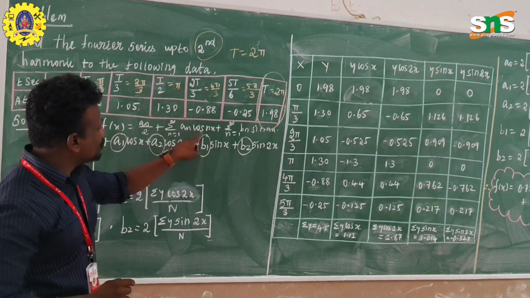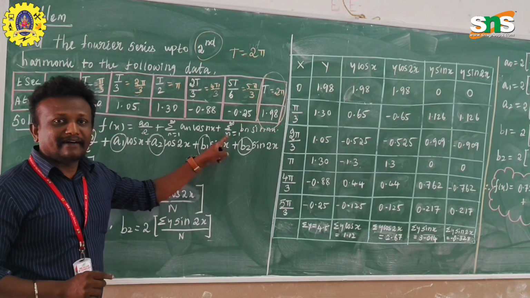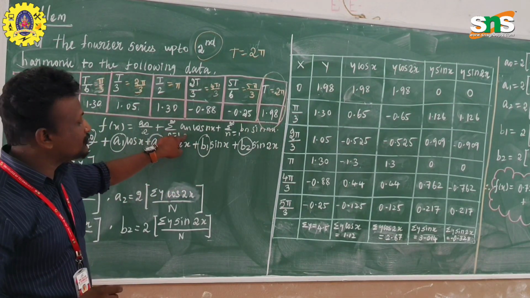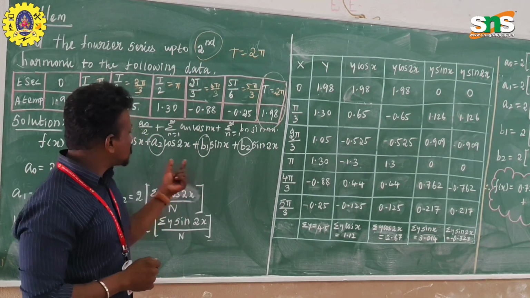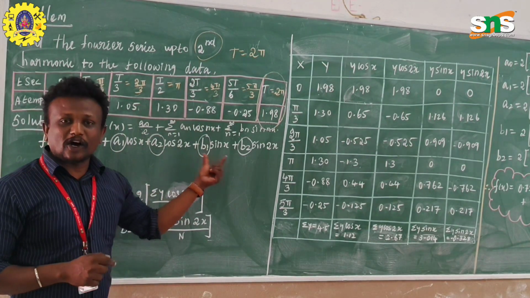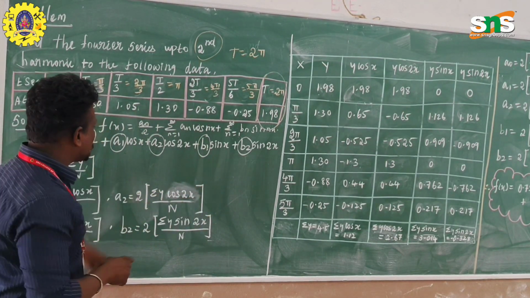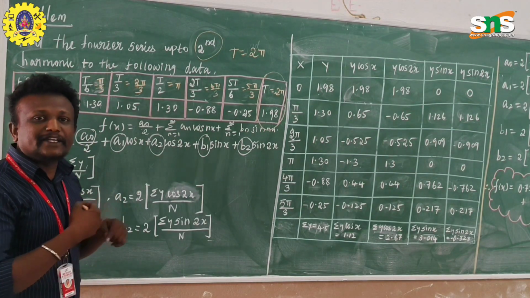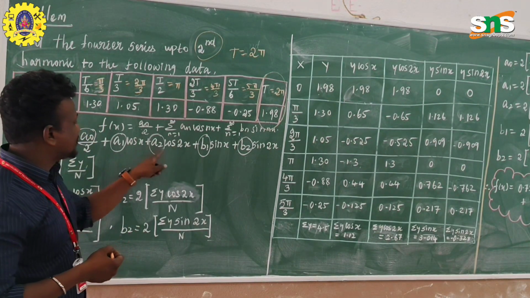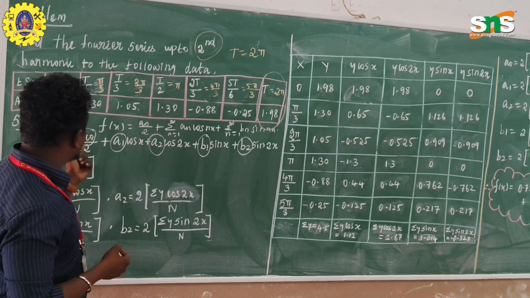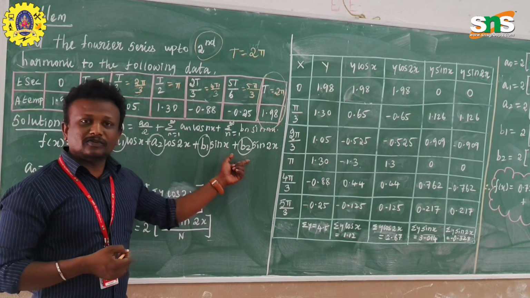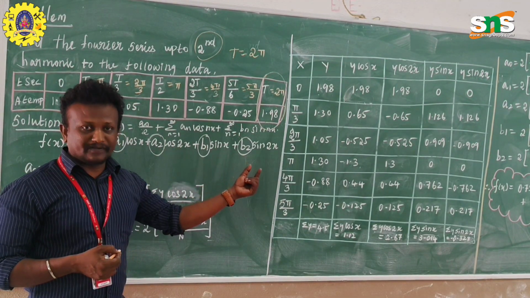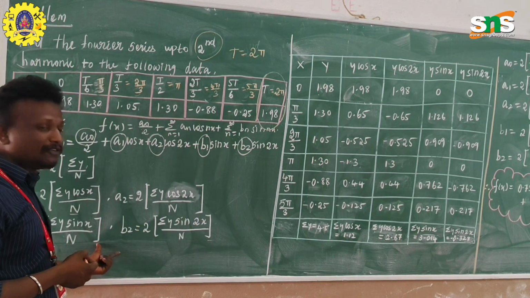So this is the general Fourier series formula. Here we are asked to expand this general Fourier series formula in terms of the second harmonic. So I have expanded it in terms of the second harmonic, right? After expanding, our task is to find the Fourier coefficients. So what are the Fourier coefficients? They are A0, A1, A2, B1, B2. To find all these Fourier coefficients, we have separate formulas that I have written here.